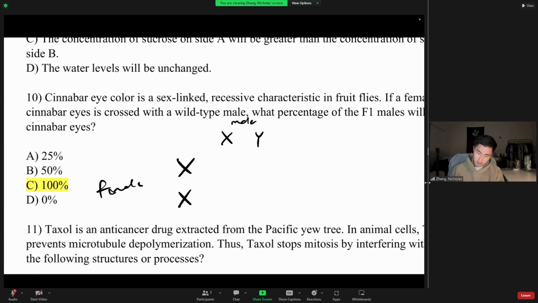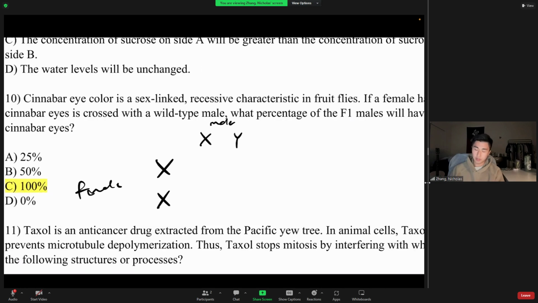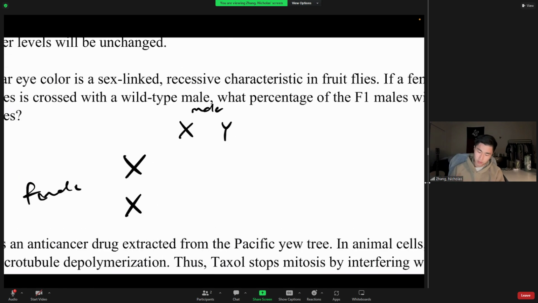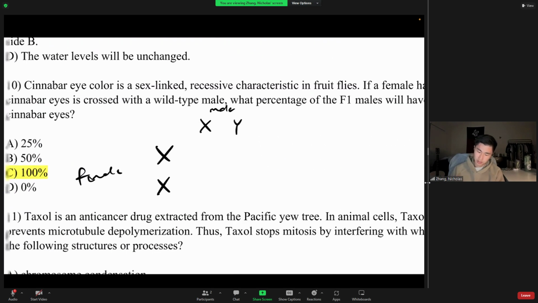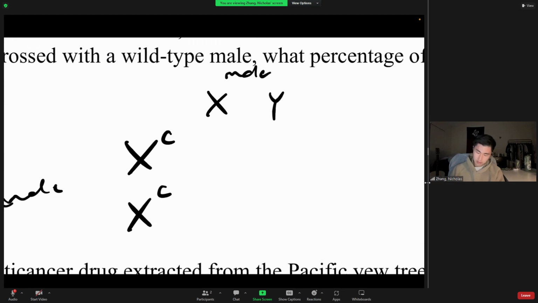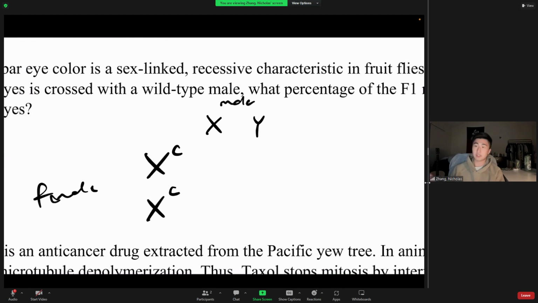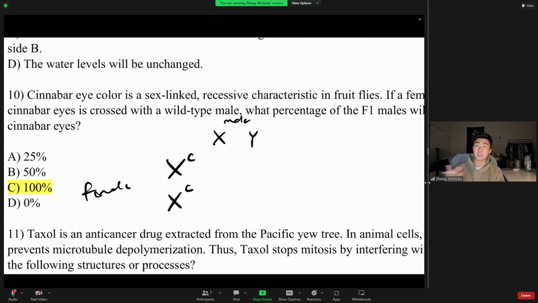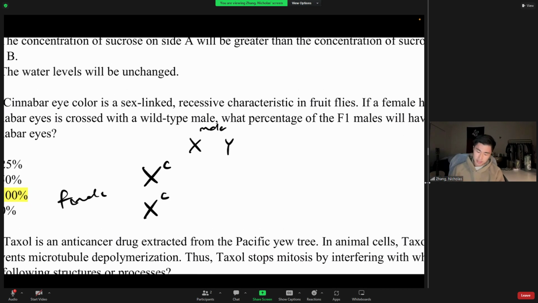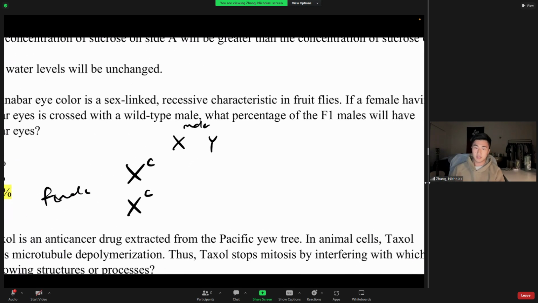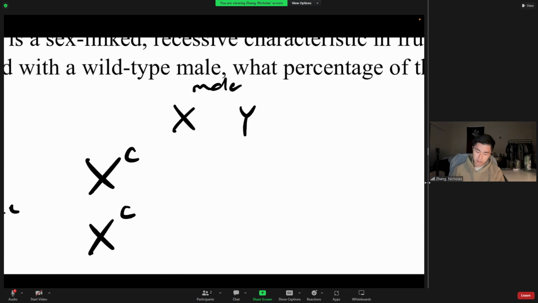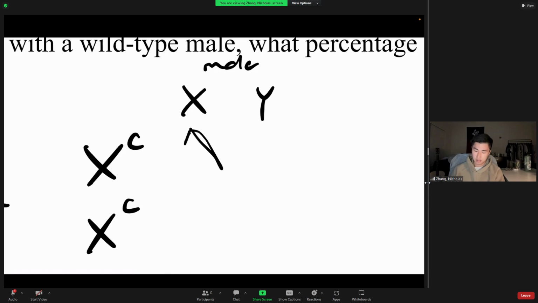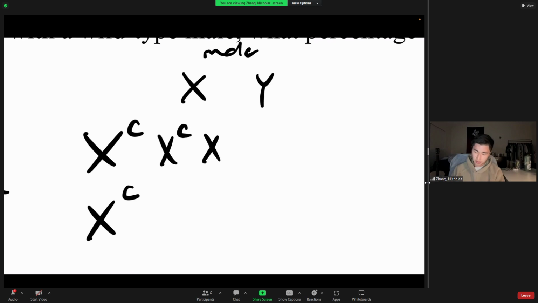And the female, firstly, the trait is recessive. So the female is going to have 2 copies of the cinnabar eye color as shown there. We can put just C to denote that it is the cinnabar eye color allele. And then the male is wild type, meaning that it is what's most commonly found in the wild. It's not going to have cinnabar eyes. So we can leave these 2 chromosomes as they are, right? Cool. So let's do our test cross.